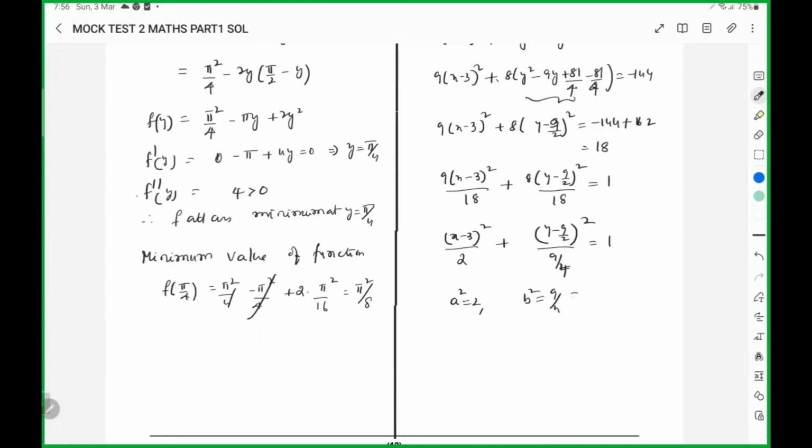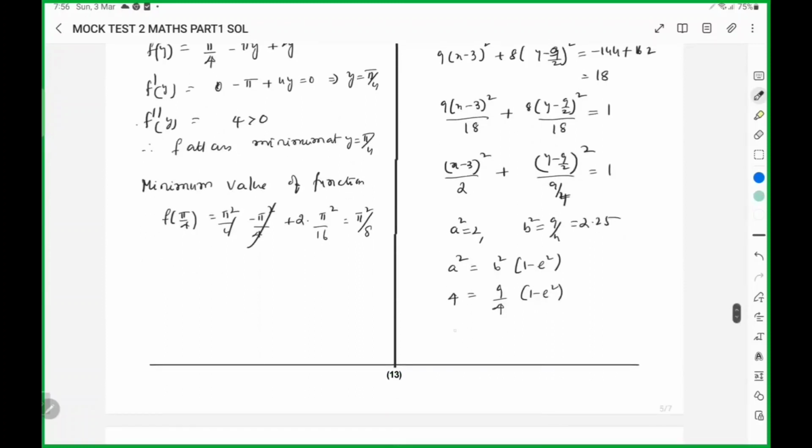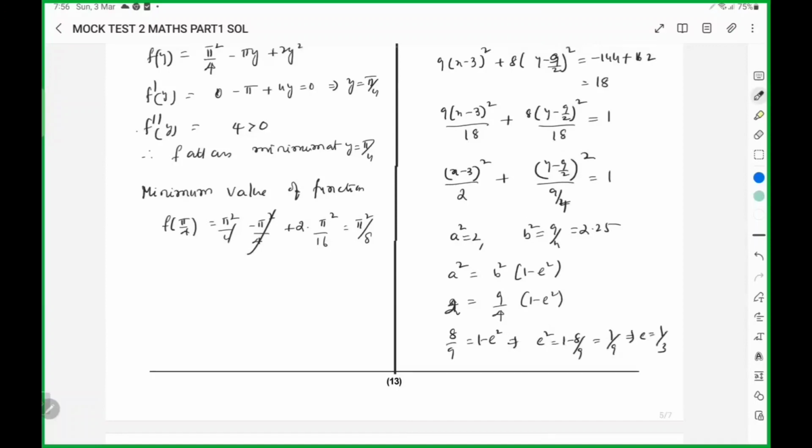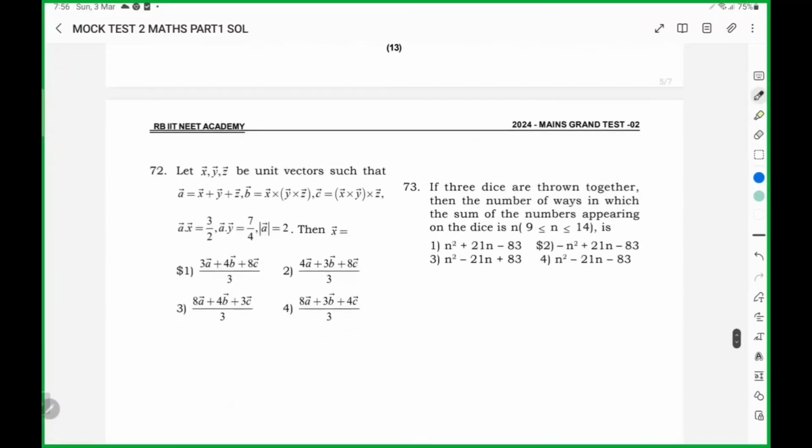So here a squared is 2. B squared is more than a squared, so b squared is 9 by 4. a squared is 2, sorry. Here it is 8 by 9, or e squared is 1 minus 8 by 9. E becomes 1 by 3. That is the eccentricity.